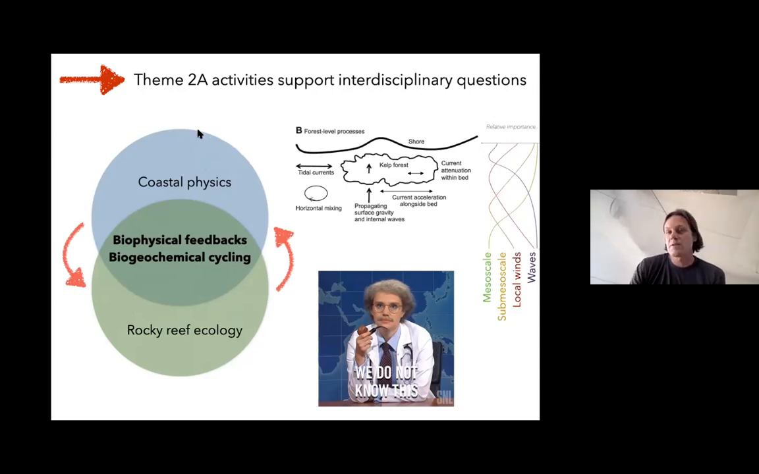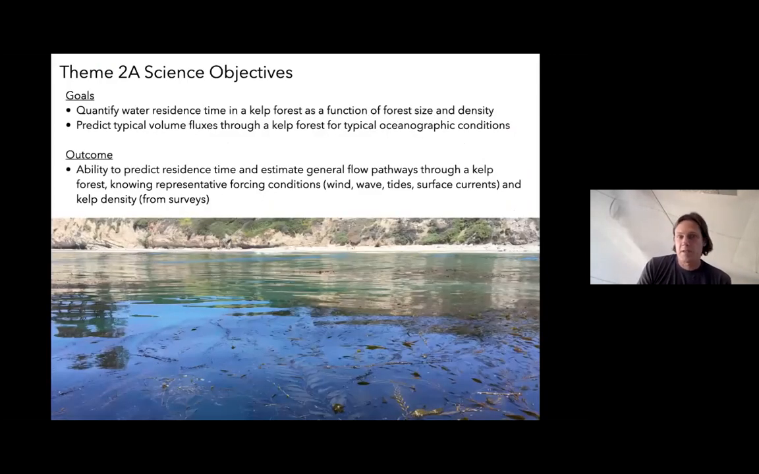And so the goal of theme 2 activities is really to support the interdisciplinary questions that exist within the rest of the SBC LTER, to bring in and combine coastal physics and rocky reef ecology to understand something about biophysical feedbacks and biogeochemical cycling. So our science objectives are to quantify residence time in a kelp forest as a function of forest size and density, and also predict typical volume fluxes through a kelp forest based on typical oceanographic conditions.